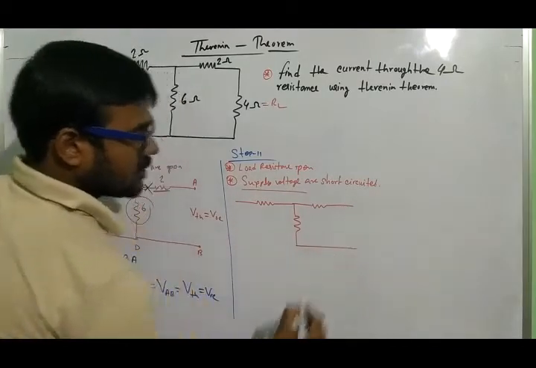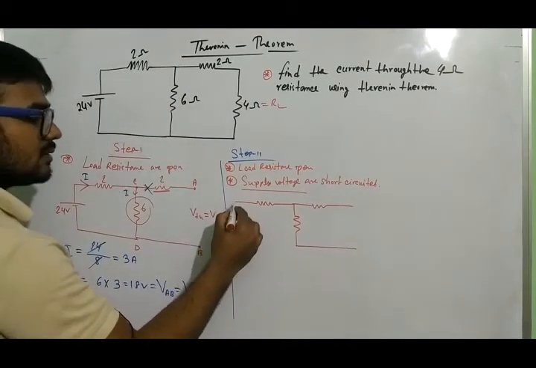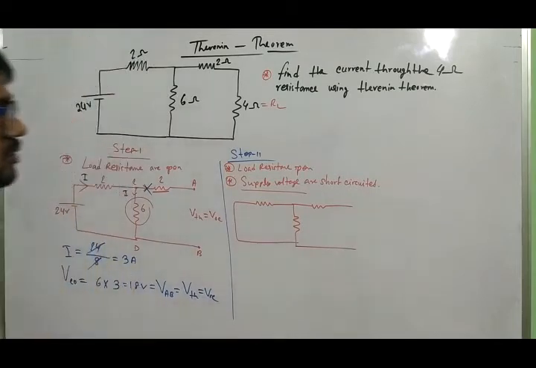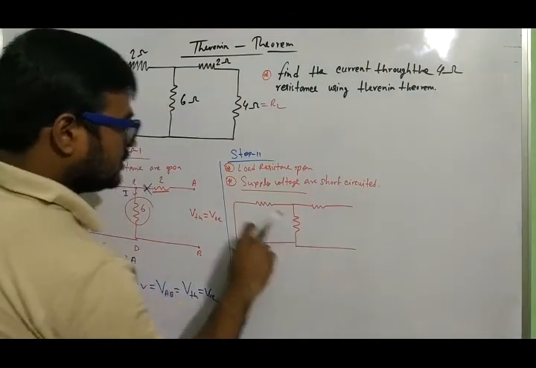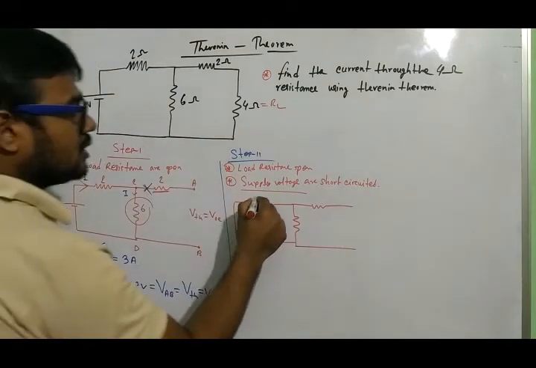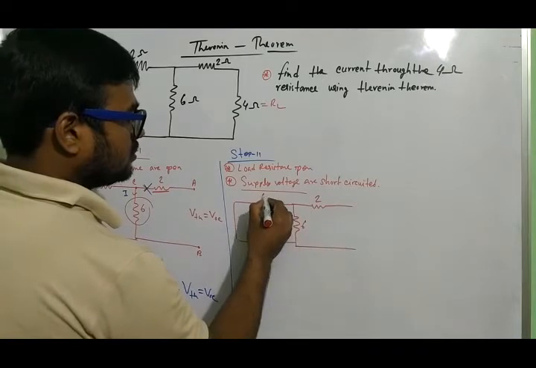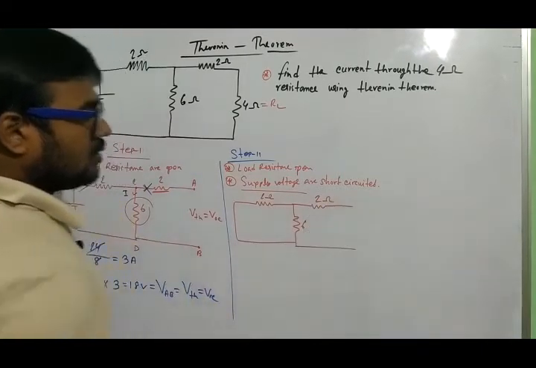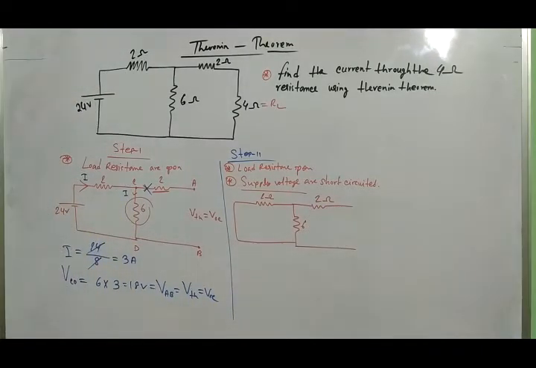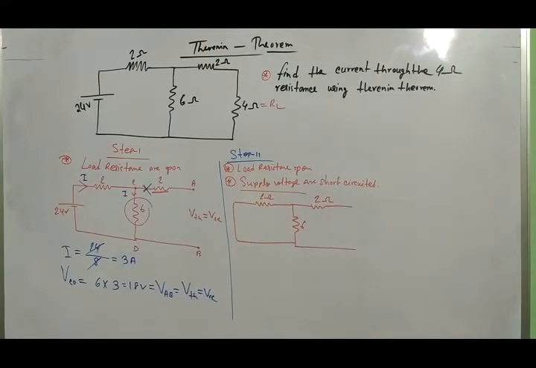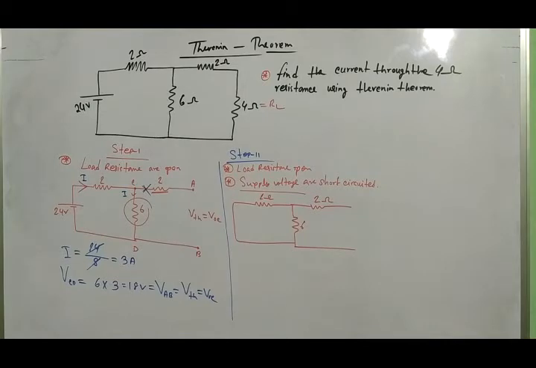So the load resistance is open and this is a short circuit, because this is a voltage source, 2 ohm, 6 ohm. Okay, 2 ohm and 6 ohm. I think that is clear to all of you? Okay.